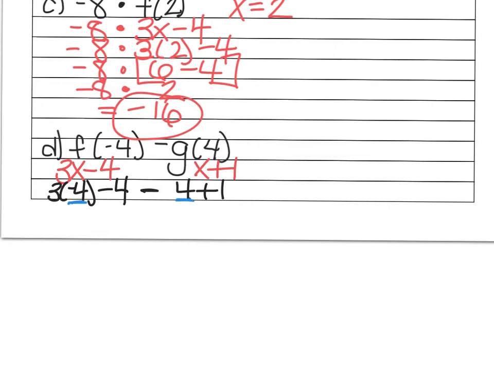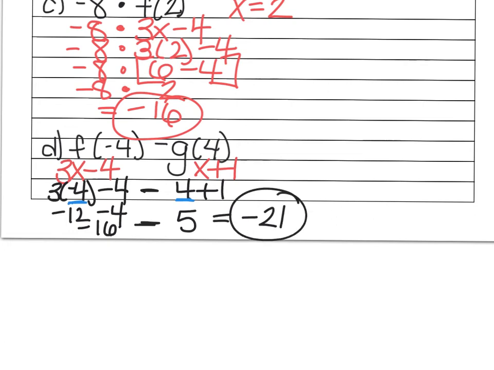Okay, so I'm going to solve everything that I can on the left first. So I have 3 times negative 4 is negative 12 minus 4. Negative 12 minus 4 is negative 16. So I finished my f of negative 4 equation. Got to bring down that negative sign here. And now I'll do the g of 4 equation, which is 4 plus 1. So 4 plus 1 is 5. And I have finished the g of 4 equation. So now I can simplify them together. Negative 16 minus 5 is negative 21. So what does that mean? That means that this whole thing, when you subtract it, is negative 21.